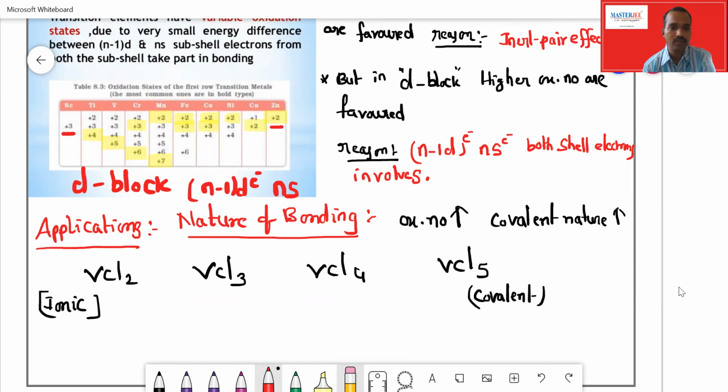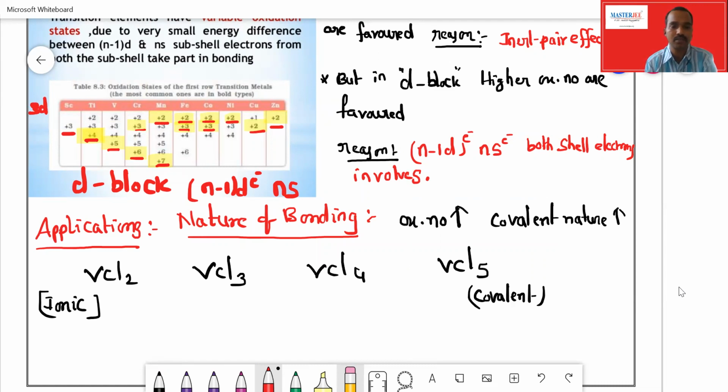For titanium, what is the stable and common oxidation state? It is plus 4. Next, in the case of vanadium this is plus 5. In the case of chromium this is plus 3 as well as plus 6. In the case of manganese this is plus 2 and plus 7. In the case of iron plus 2 and plus 3. In the case of cobalt plus 2 and plus 3. In the case of nickel plus 2. In the case of copper plus 2. In the case of zinc again it is plus 2. These are the stable oxidation states exhibited by the d block, especially the 3d series elements.